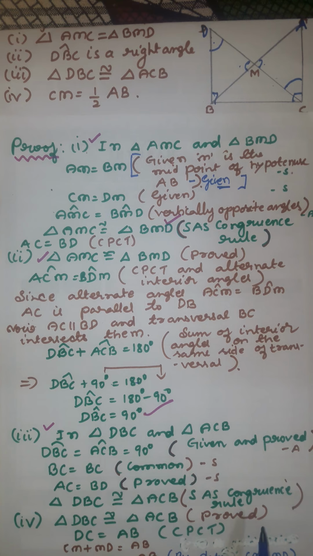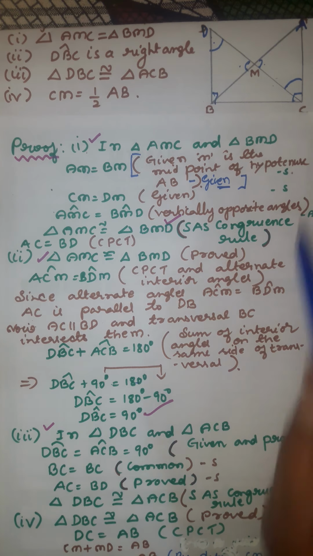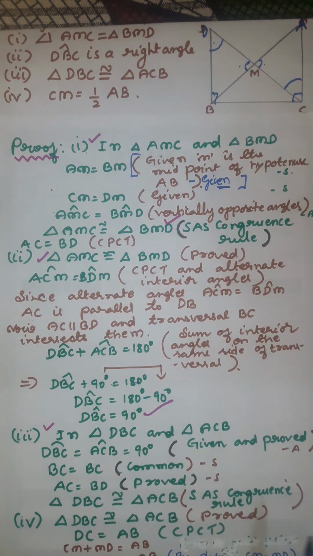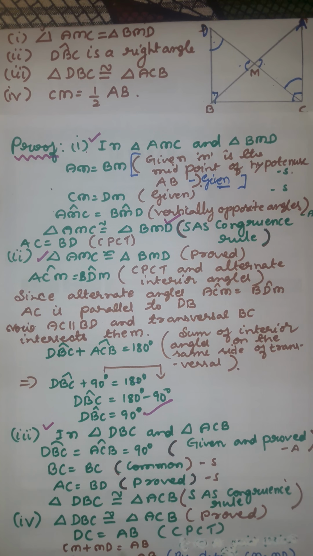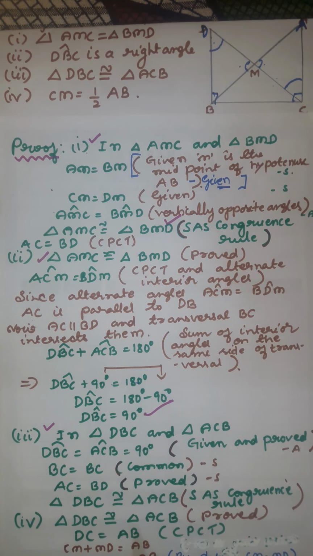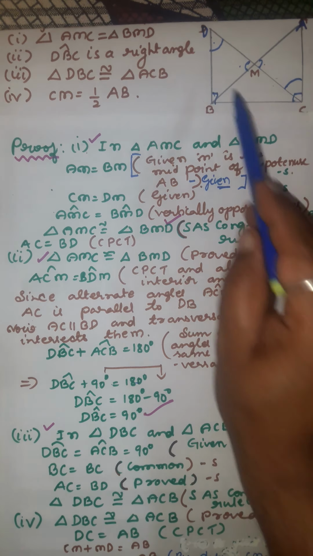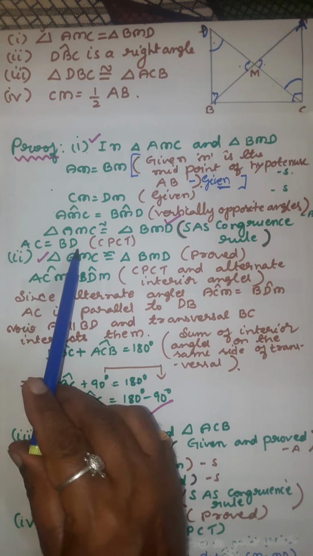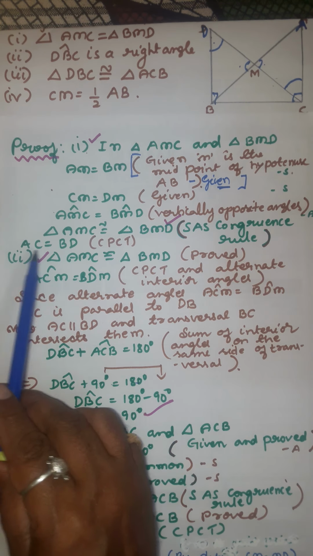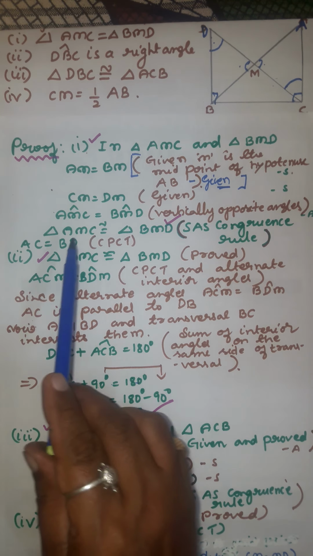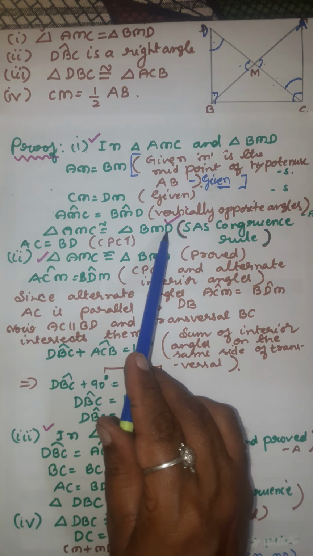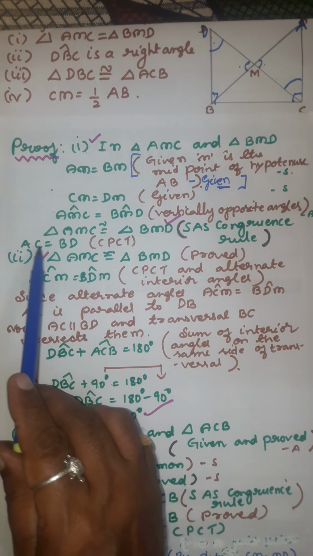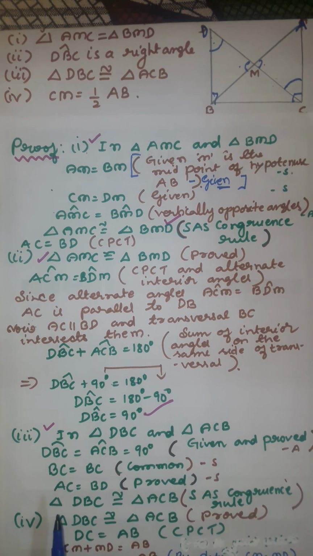Then AC is equal to BD. So why is AC equal to BD? We already proved that AC is equal to BD. I earlier told why I have written AC equal to BD. While proving triangles AMC congruent to BMD, I have taken this as CPCT. This becomes the proved part at this stage. See, AC is equal to BD, proved.